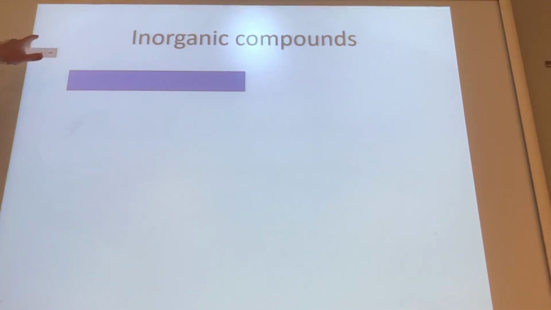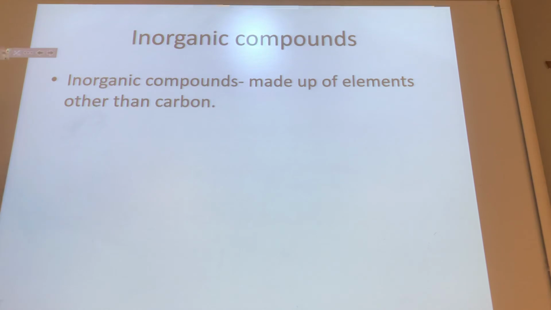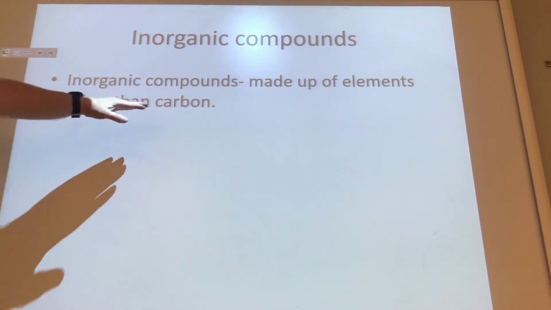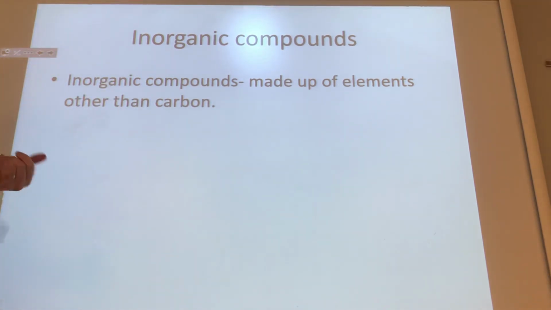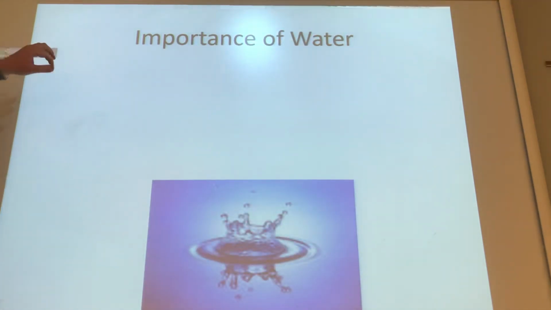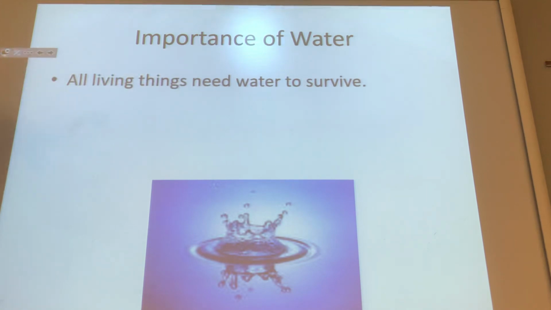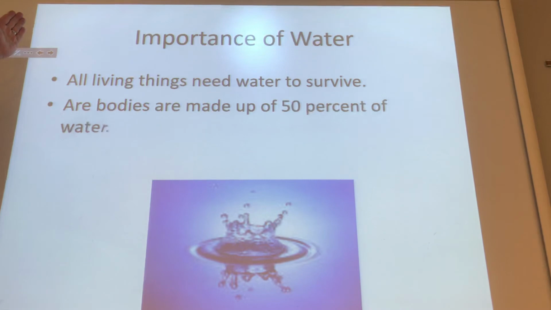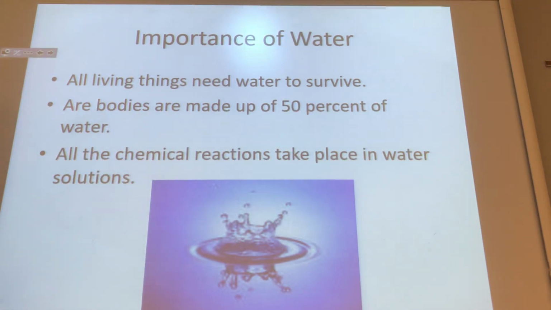So inorganic compounds. Inorganic compounds are made of elements other than carbon. Things like your desk, things like rocks, things like cardboard, or things like metals. Those are all inorganic. All right. Now there is an importance of water. All living things need water to survive. Our bodies are made of at least 50% water. Many people will say much more. All the chemical reactions in our body take place in water.